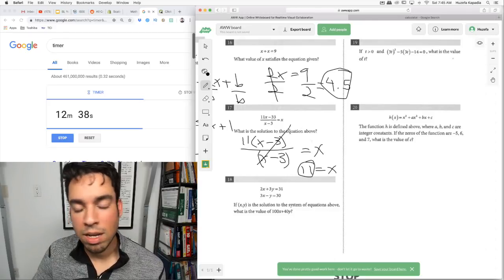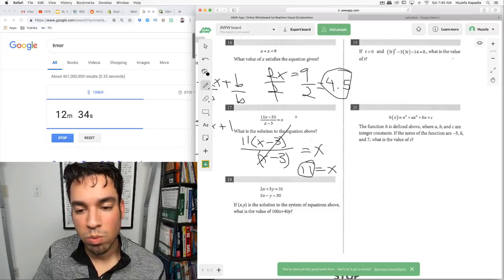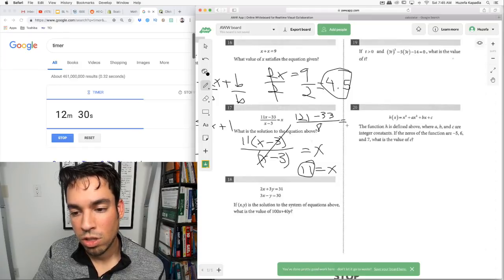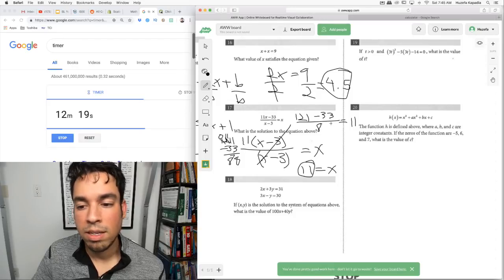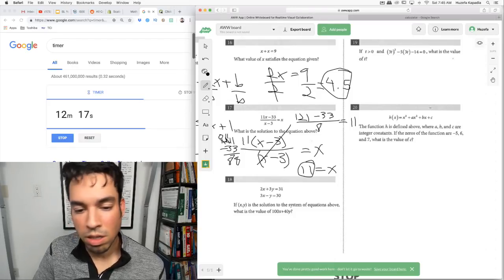I'm just going to make sure, like I always like to plug this back in to make sure it's right. If I plug 11 back in, I get 121 minus 33 over 8. And this should equal 11, right? 121, hold on, minus 33. That's 88. Yeah, and 88 divided by 8 is 11. So we're good there. Excellent.